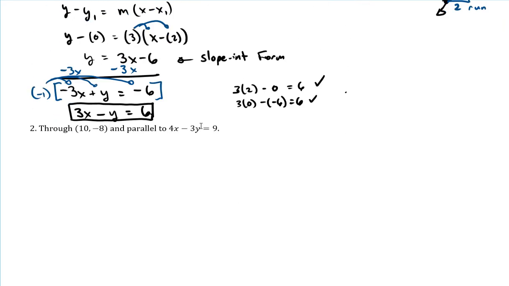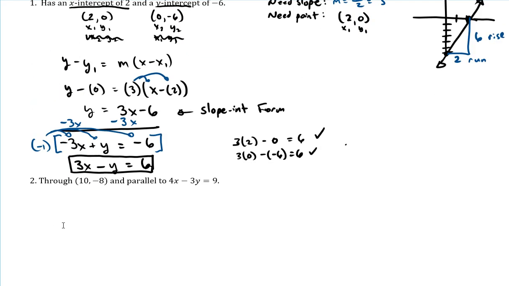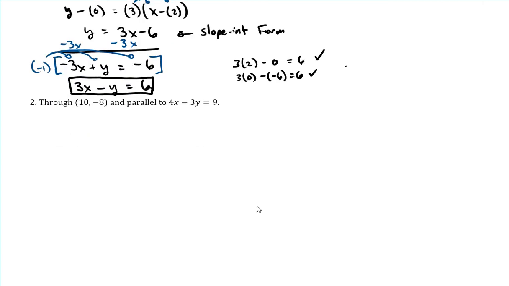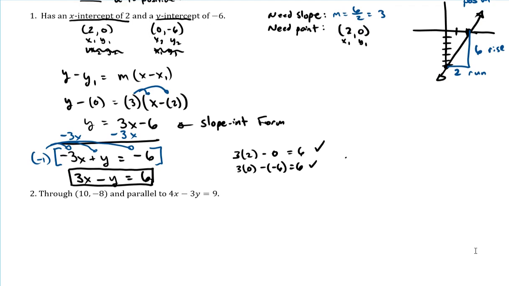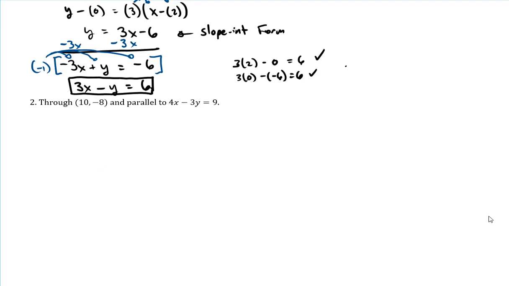Okay, so let's see another case. I think I have 2 others in this video. So let's break this one down. Okay, so they're saying through this point and parallel to this equation. Remember, parallel means we need the same slope as whatever's going on here. So they gave us the point again. Let's go ahead and just mark it to the side like we did last time. So our point is (10, -8). So that is our x1 and y1.